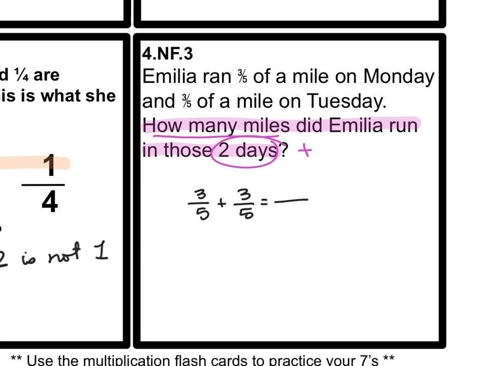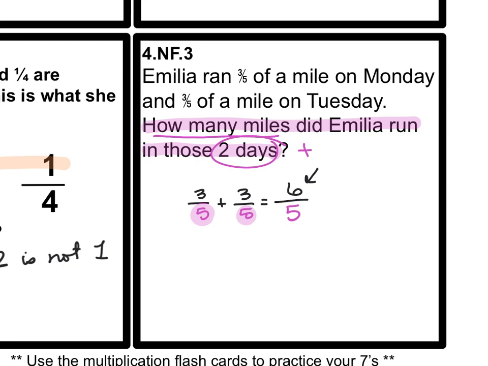Now, when we're adding fractions, we make sure to keep those denominators the same. And since I'm keeping my denominator the same, I know it's going to be a 5. But then with numerators and fractions, I add them together. So 3 plus 3 is 6. Now, you could say that Amelia ran 6/5 of a mile, or some of you may have noticed that the numerator is bigger than the denominator, making this a fraction greater than 1.